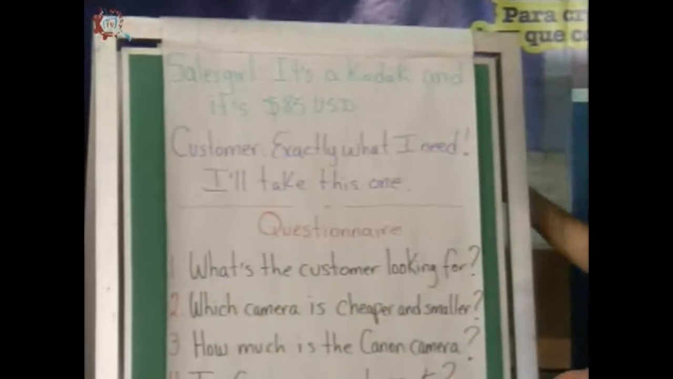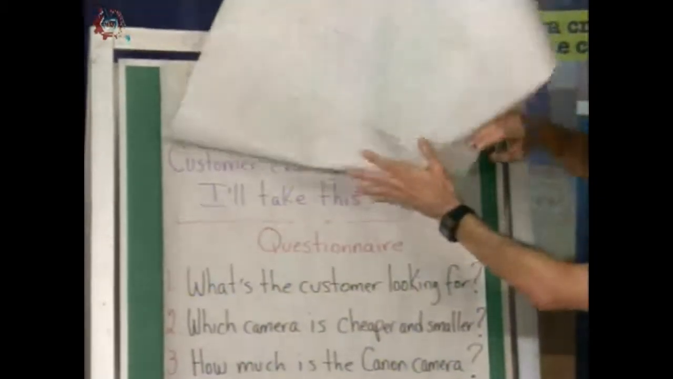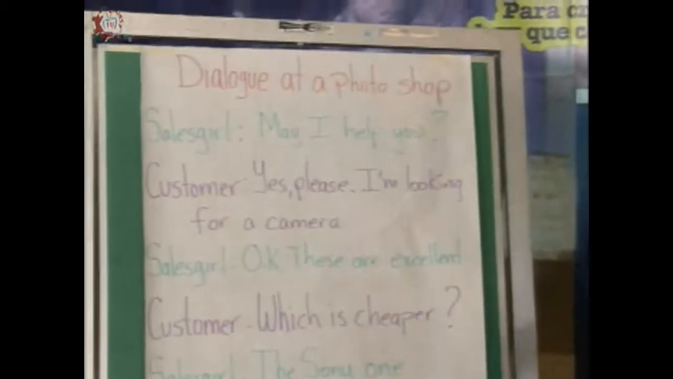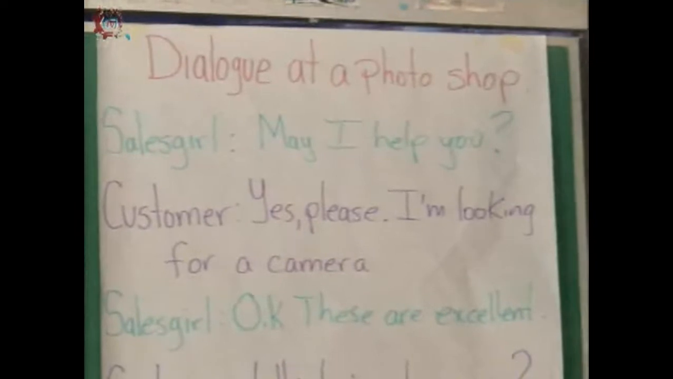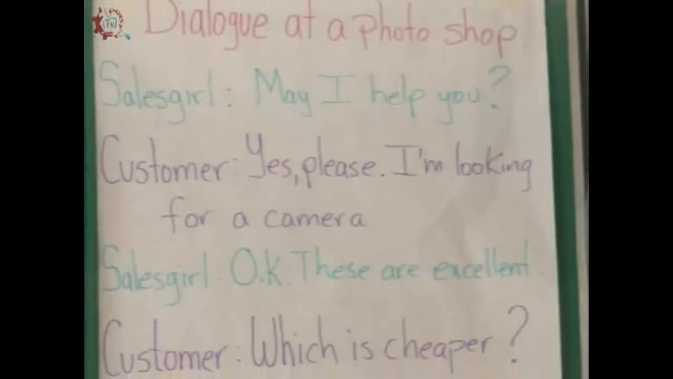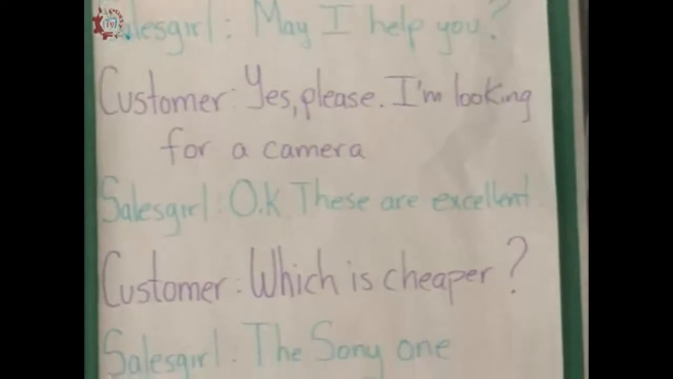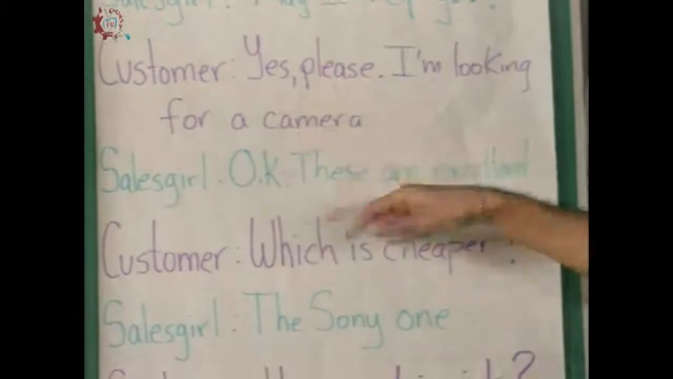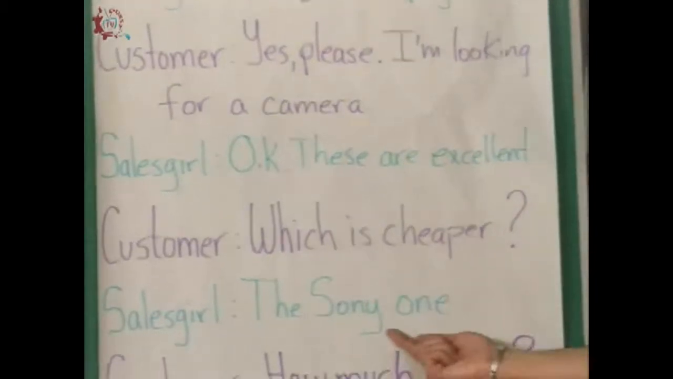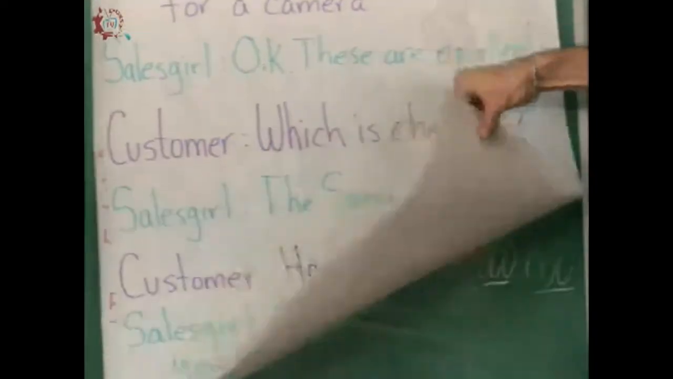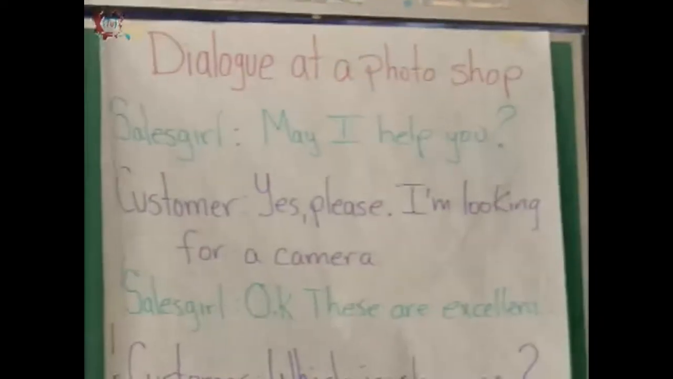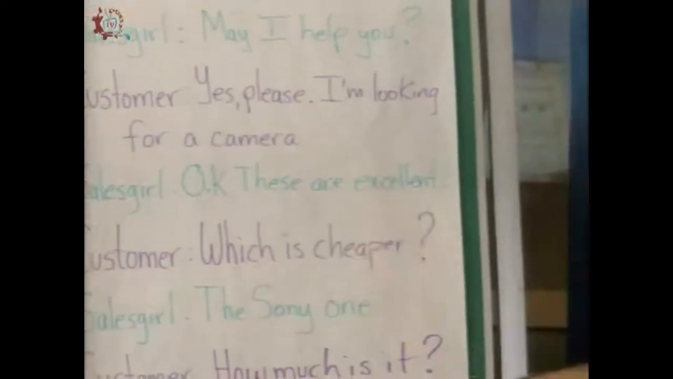Okay, here in this dialogue, we could highlight some important information for getting the main ideas. First of all, the name of the place. Remember, it is a photo shop. We have two characters: the salesperson, in this case a woman, the sales girl, and the client, the customer. Other important things to highlight are the items, the goods the customer is looking for. In this case, it is a camera. Another important thing are the brands. Here we can see a Sony, a Canon, and on the other part, a Kodak. The price too: $85 for the Kodak and $100 for the Canon one. These are some of the important ideas.